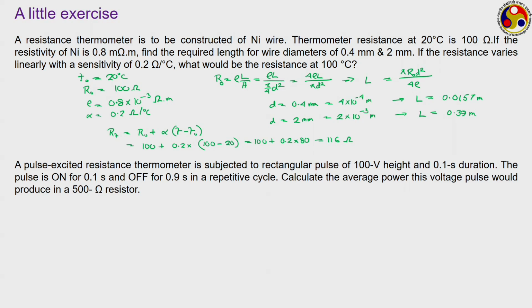Here we are talking about a pulse excited resonance thermometer. It is subjected to a rectangular pulse of 100 volt height and 0.1 second duration. The pulse is on for 0.1 second and off for 0.9 second in a repetitive cycle. Now, that is quite interesting.